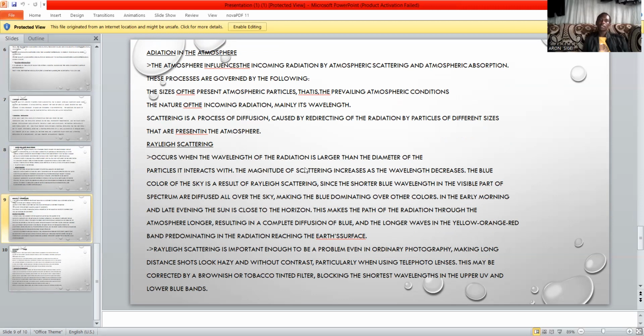That one is the scattering. Scattering is a process of diffusion caused by the redirecting of the radiation by particles of different sizes that are present in the atmosphere. And we are going to look at Rayleigh scattering.